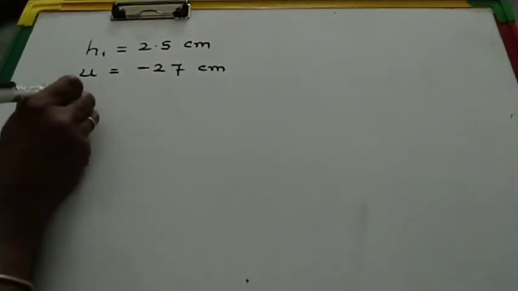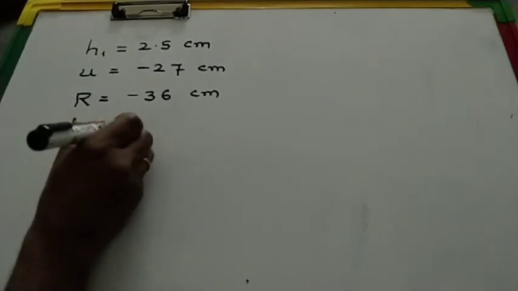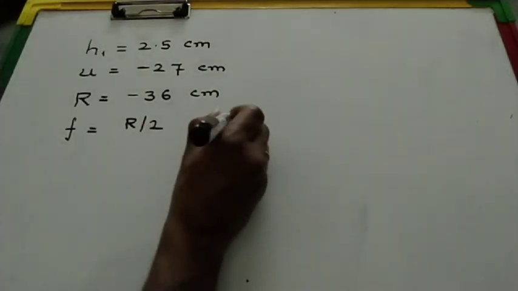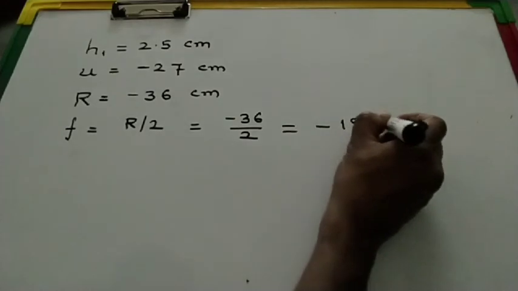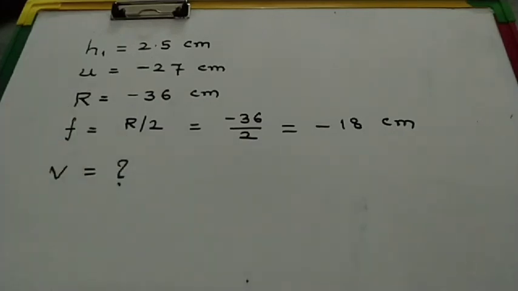Now H1 is equal to how much? 2.5 centimeters. And U is equal to minus 27 centimeters. And R is equal to minus 36 centimeters. And F is equal to R by 2, that is equal to minus 36 by 2, that is equal to minus 18 centimeters. Now V is equal to how much? This is the question.